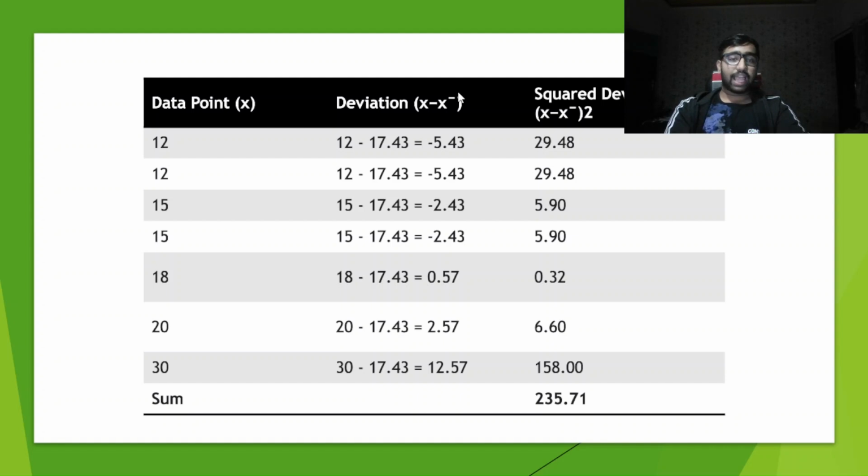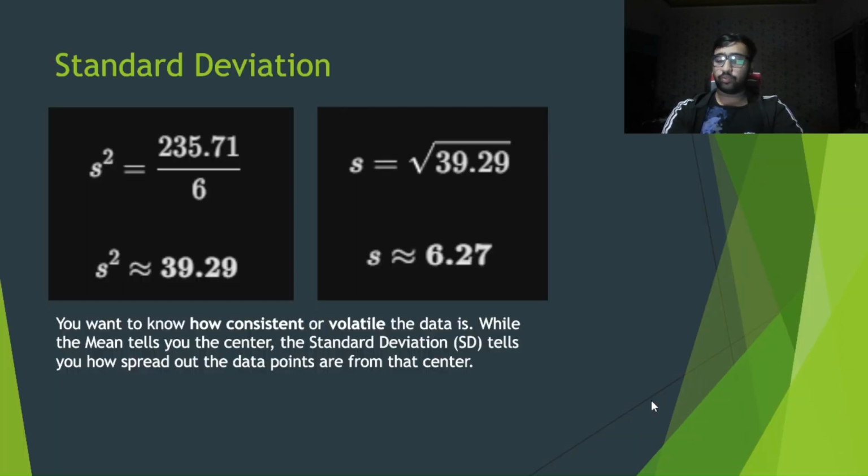Now we perform the calculations. First we find the deviation of each data point around the mean, and then we find the square of that deviation, the sum of which comes to around 235.71. Then we put that value in the formula. First we calculate S squared, which is 235.71 divided by 7 minus 1, which is 6. The value of S squared comes to around 39.29. Taking the square root of that, the value of standard deviation comes to around 6.27.